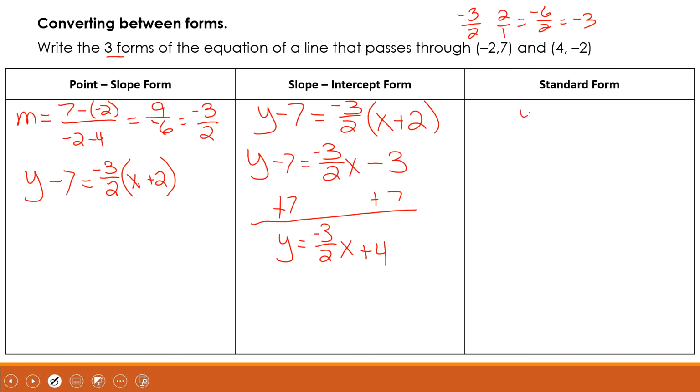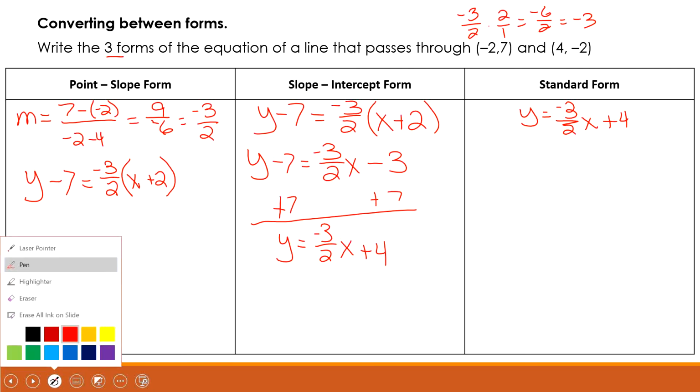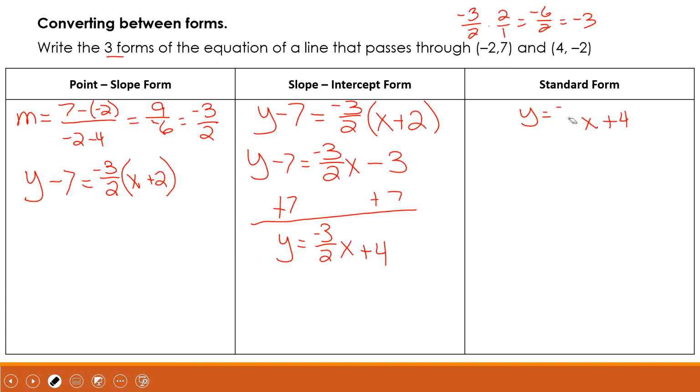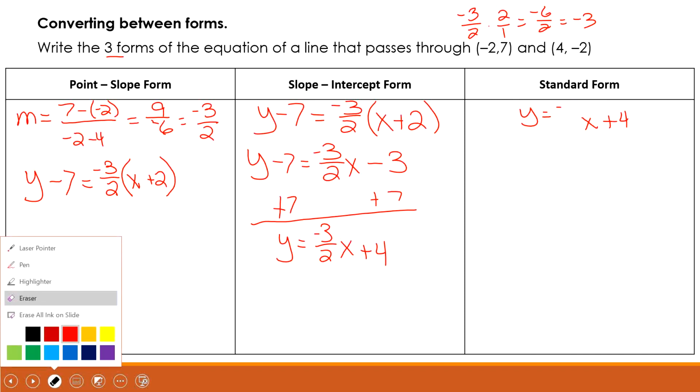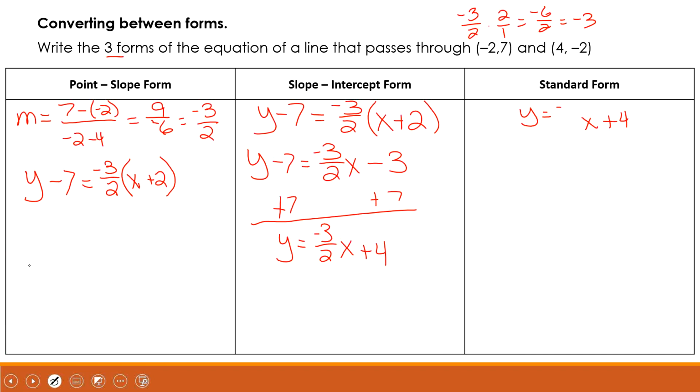I'm going to start with y equals negative 3 over 2 x plus 4. Okay? That looks kind of bad. So when I'm trying to solve and undo stuff like this, I want to get rid of the fraction. To get rid of the fraction, I'm going to multiply everything by 2. Now it's going to get rid of my negative 3 halves.